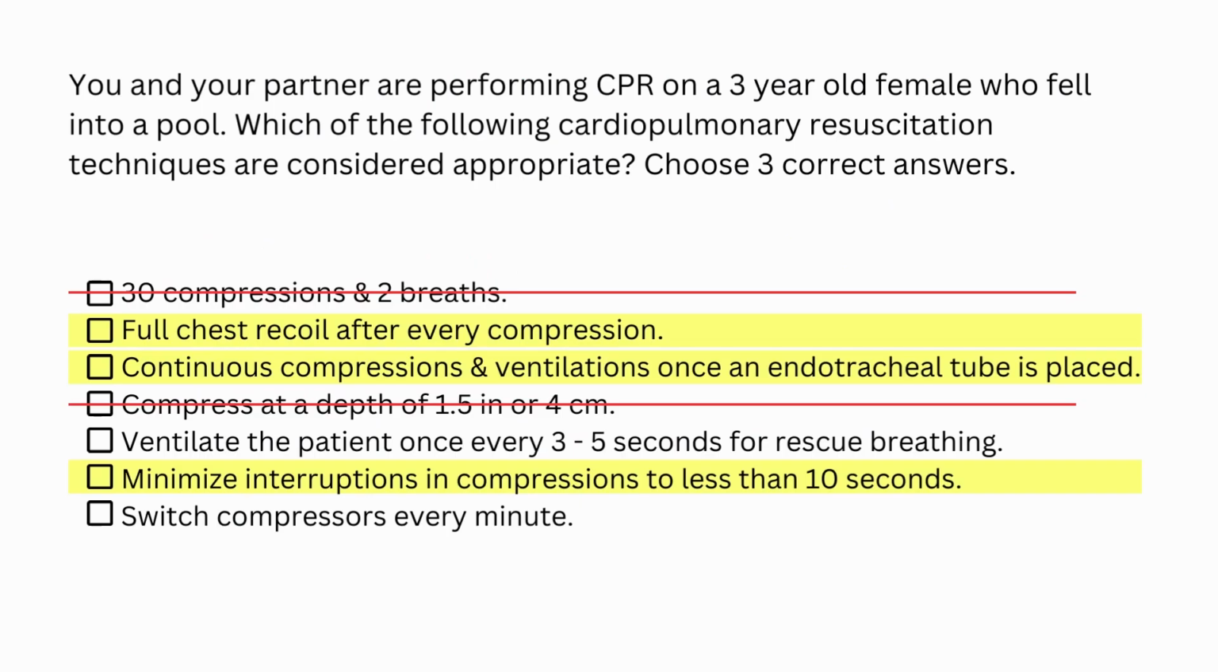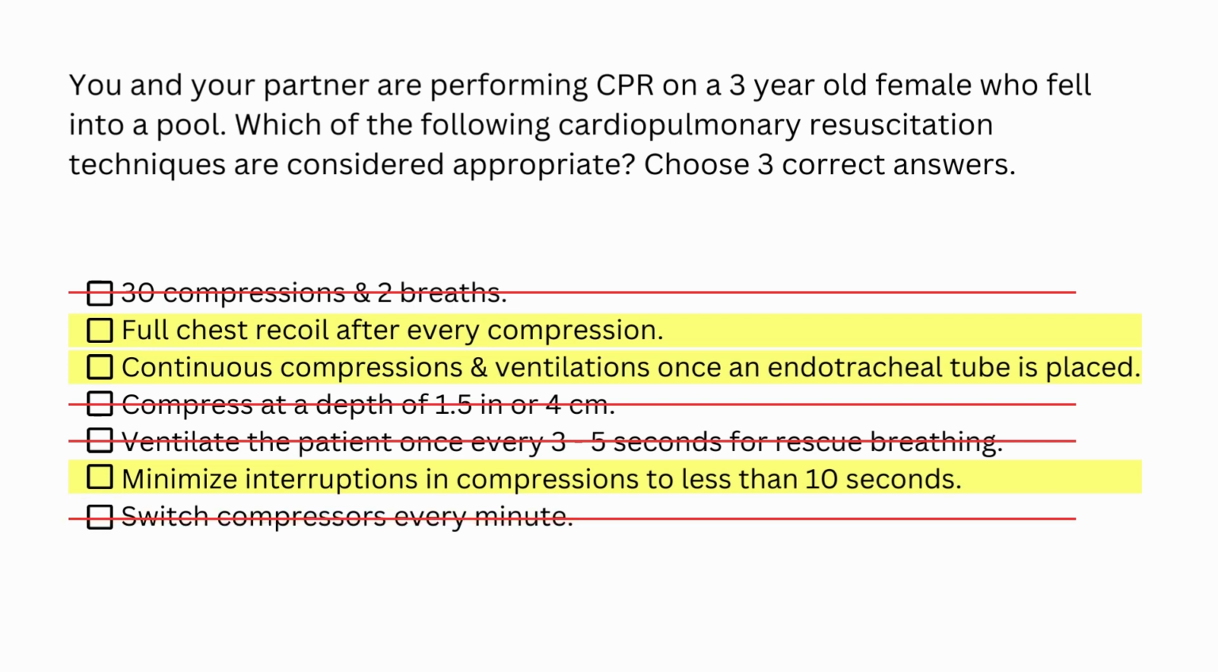Therefore, a compression depth of 1.5 inches or 4 centimeters is incorrect. What would be correct is a compression depth of 2 inches or 5 centimeters, because that's the appropriate compression depth for a child. Ventilating the patient once every 3 to 5 seconds for rescue breathing is incorrect because in 2020, the American Heart Association changed their guidelines and now recommends ventilating a patient once every 2 to 3 seconds for rescue breathing, not once every 3 to 5 seconds.